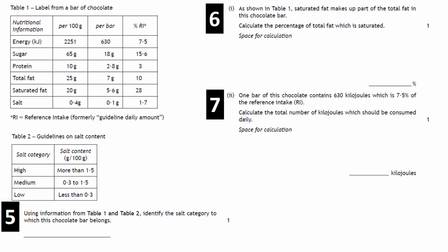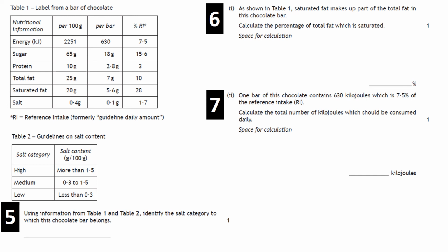5, 6, 7, this is related to chocolate. Press pause and do this. What we have here is a label from a bar of chocolate with the nutritional information in 100 grams, then in a bar, and then as a percentage of what you should be eating on a daily basis. And then we've got a table which is specifically about salt, and then 3 questions.